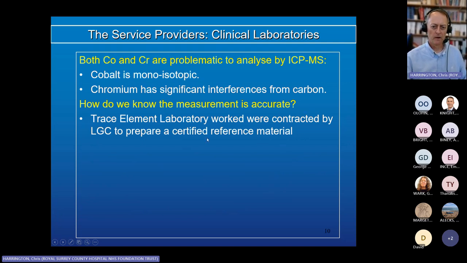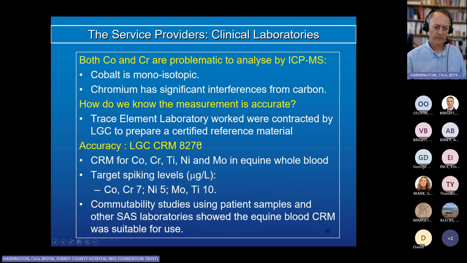Well, we approached the Laboratory of the Government Chemist, and we got involved in a project with them to prepare a certified reference material. So that's effectively what LGC does. It produces accurate methods and standards and materials you could use to validate and show accuracy in methods. And so we spent some time working with them, using our skills as an EQA provider, to prepare a certified reference material, and then they used some of their very highly accurate methods based on ICP-MS, but with some more expensive instrumentation, to give it a certified value.